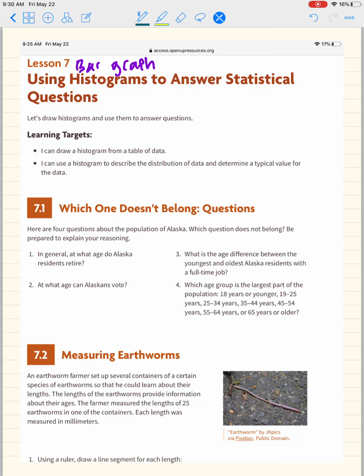7.2, Measuring earthworms. An earthworm farmer set up several containers of a certain species of earthworms so that he could learn about their lengths. The length of an earthworm provided information about their ages. The farmer measured the length of 25 earthworms, so 25 is our sample, in one container. Each length was measured in millimeters. Using a ruler, draw a line segment for each length.